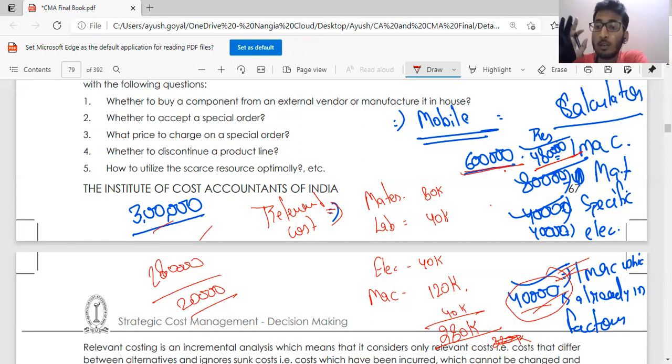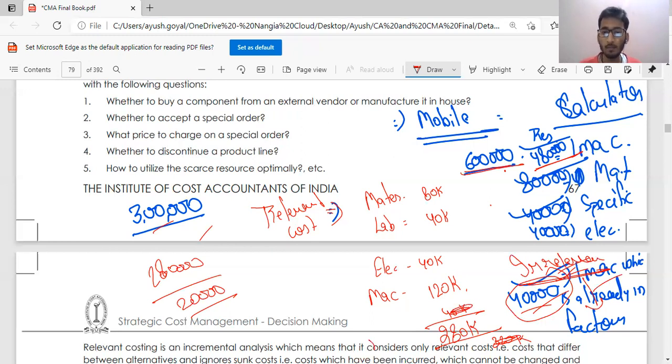Why should you take this 40,000? You should not take this 40,000, because just think logically once, what you are losing by using this machine. If you're using this machinery, you're losing nothing. If you do not use machinery, you are gaining nothing. So there would not be any change. So this cost would be irrelevant cost.